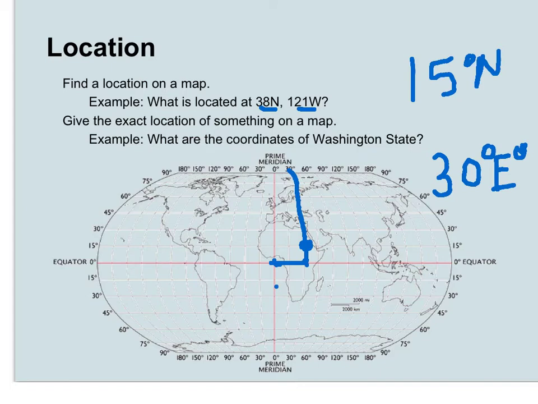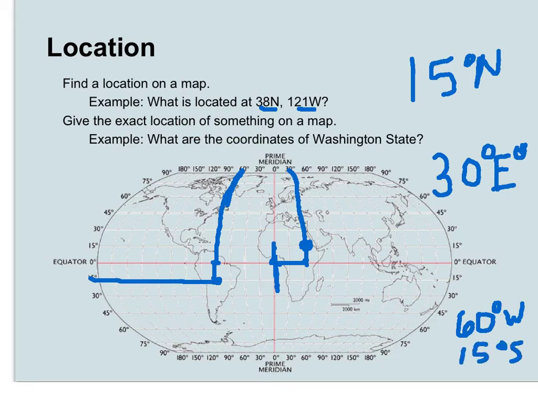Let's try another one. Let's say we're trying to know what that exact location is right there. Well, starting at the prime meridian, we go over until we hit this line right here, and we can trace that line as being 60 degrees to the west. So that would be 60 degrees west, and then we have to go below the equator, so we're going down, and again that's 15 degrees. But this time it's south, because it's south of the equator.